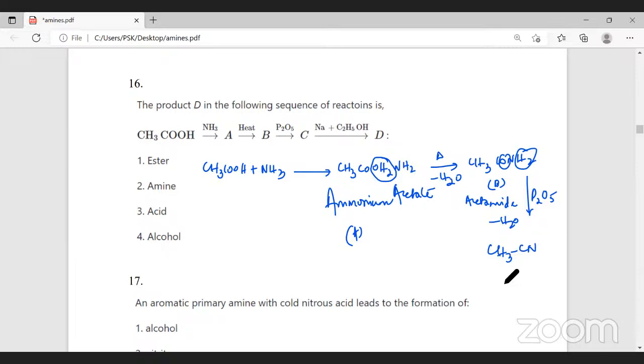Now this acetonitrile, when allowed to react with sodium in ethanol, which is also a good reducing agent, two hydrogens attack carbon and two hydrogens attack nitrogen. Therefore, we get CH3CH2NH2, a primary amine. The answer for this question is option 2, amine. The next one, the 17th question.